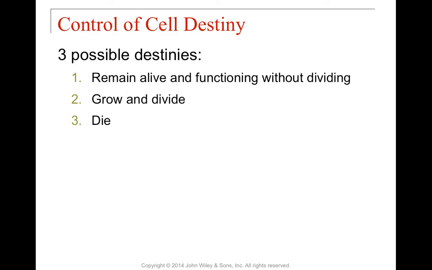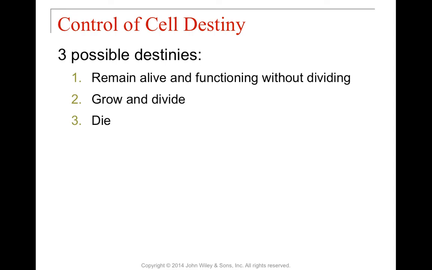Now let's talk about cell fate, right? Cells have multiple different types of destinies. The first would be something like a stem cell, which is going to remain alive. I apologize, this is more like a cell that has entered into G0. It's going to remain alive and function without dividing. So it's going to continuously survive, but never create more. You can picture this like nervous tissue or other types of fully differentiated tissues.